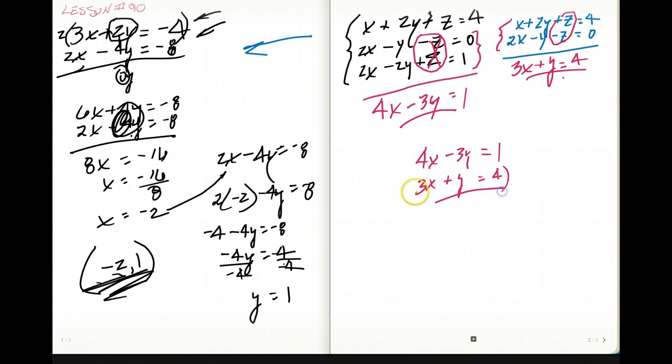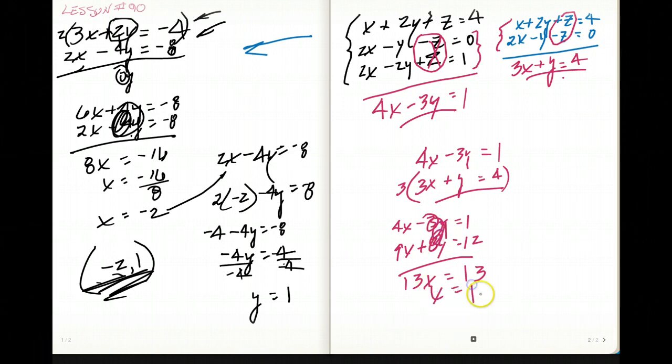So I want to get rid of my y's, because that's a negative 3 and that's a 1. So I'm going to multiply this times 3. And that gives me, let me rewrite this here, 4x minus 3y equals 1. And distributing this 3, I get 9x plus 3y equals 12. So now I can add these, and I get 13x equals 13, because these here went away. So that means x equals 1. And that's a good start.